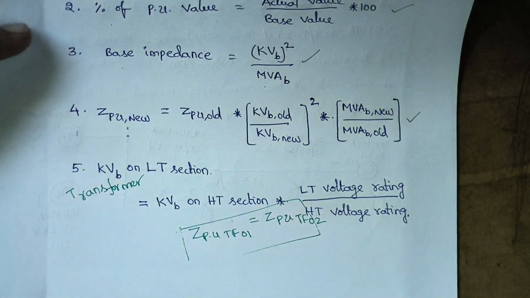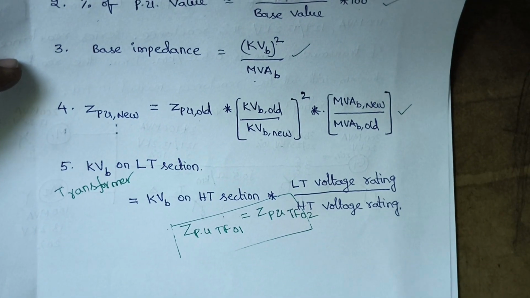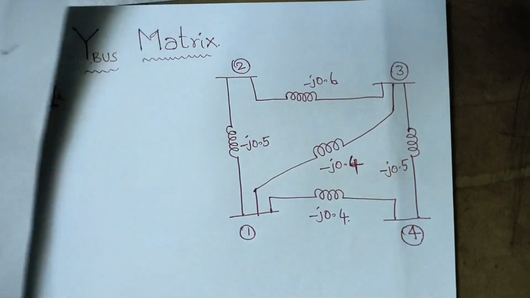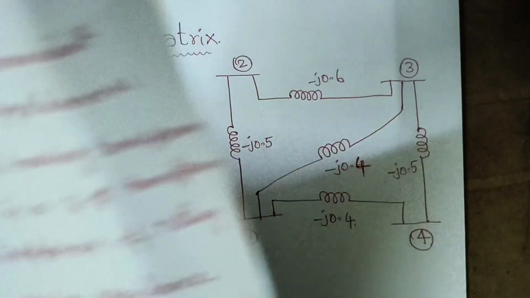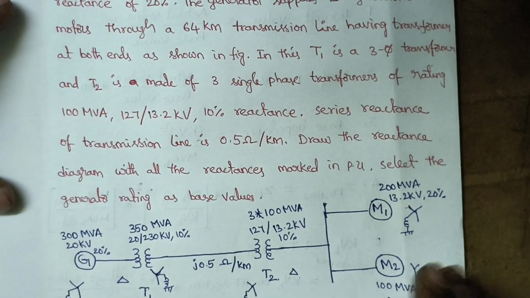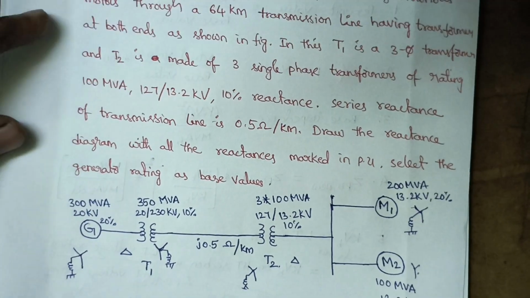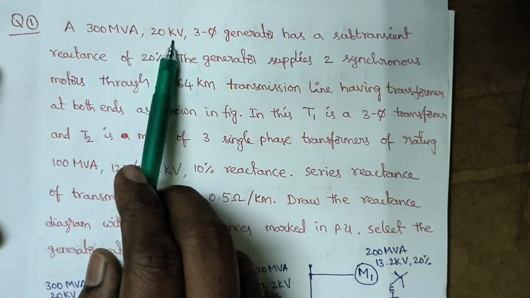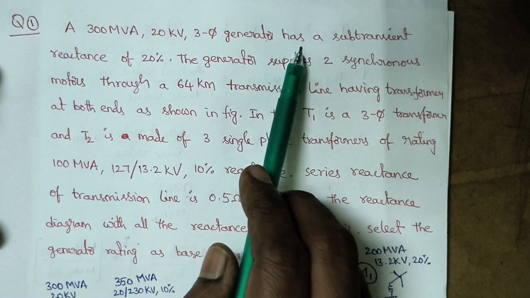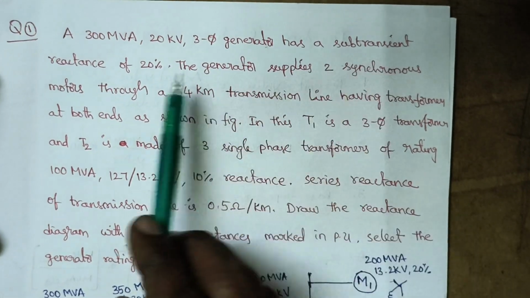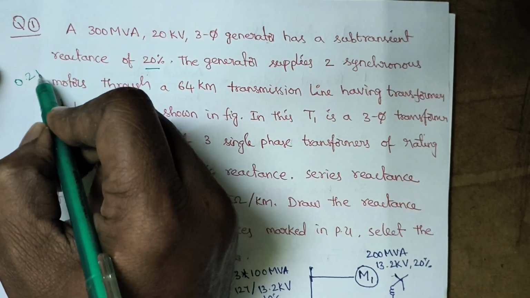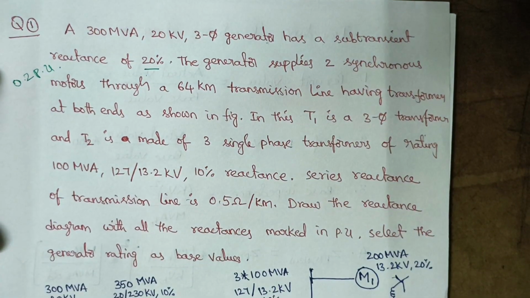Now I would like to explain how to draw the reactance diagram with one example. Let us see the example. This is the example that they have given. The problem is like this: a 300 MVA, 20 kV three-phase generator has a sub-transient reactance of 20%. That means the reactance is 0.2 per unit. This is of the generator.